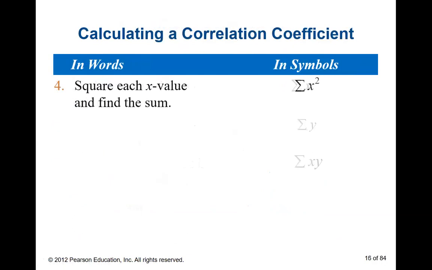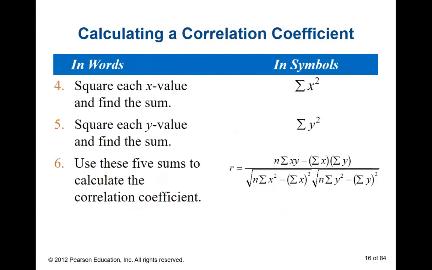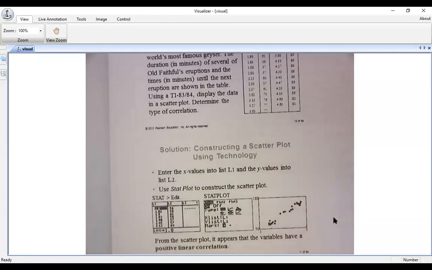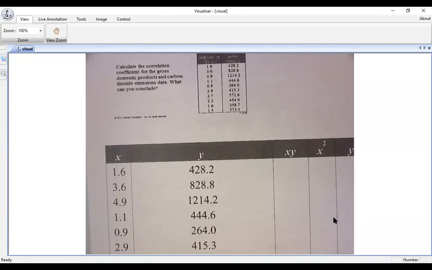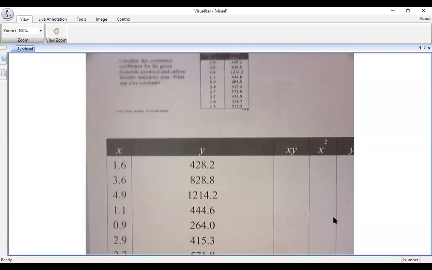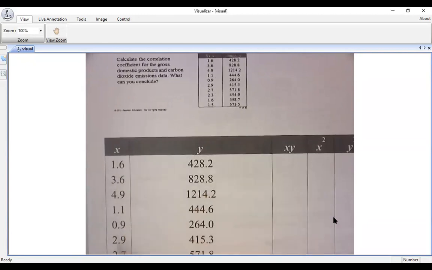These are all the pieces we're going to need in order to plug into this formula. So I want us to go back to our sheet. You remember the data that we worked with on the front that only had 10 ordered pairs. Let's work with something smaller than 25 ordered pairs. Here's what I want you to see. Here are all my X's. Here are all my Y's.